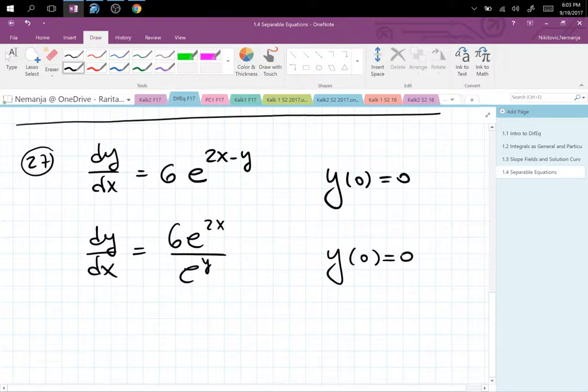We are looking for a particular solution. So your solution should not have a constant, right? Because we have an initial condition there.